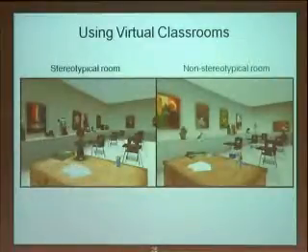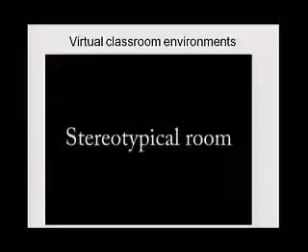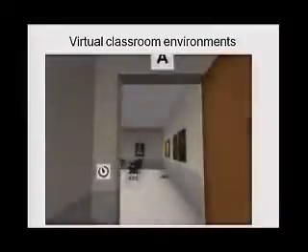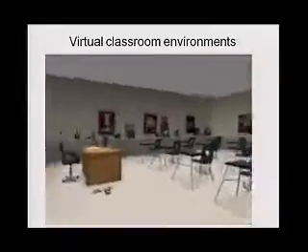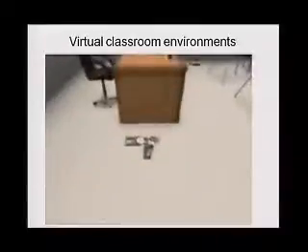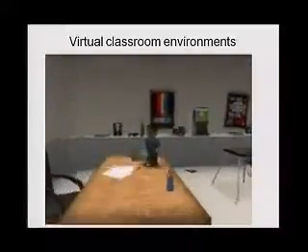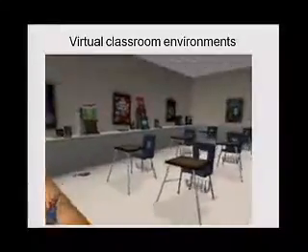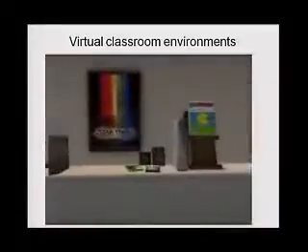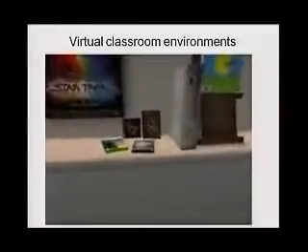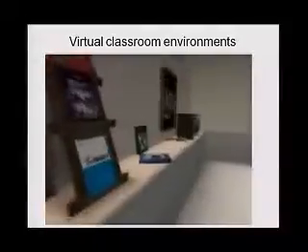I'll show you a video that we have of the rooms. See if this works. It's a pretty short video, and you can get the perspective of our participants. They walk in in a first-person view, so they don't see their avatar, and they can just walk around the room. This is the stereotypical room, so they see the Spock head, they see video game stuff, and the different posters and books.